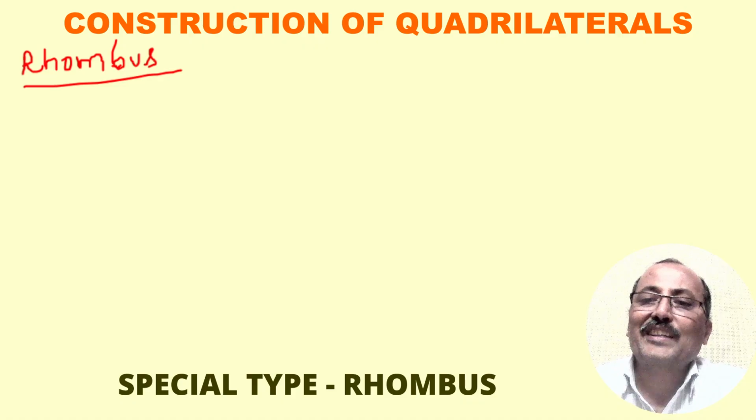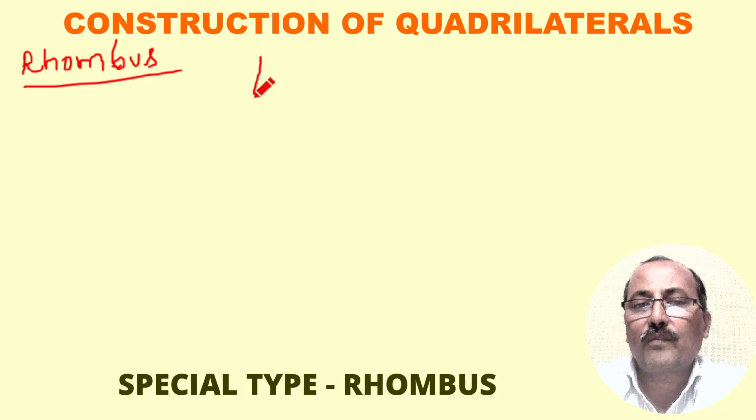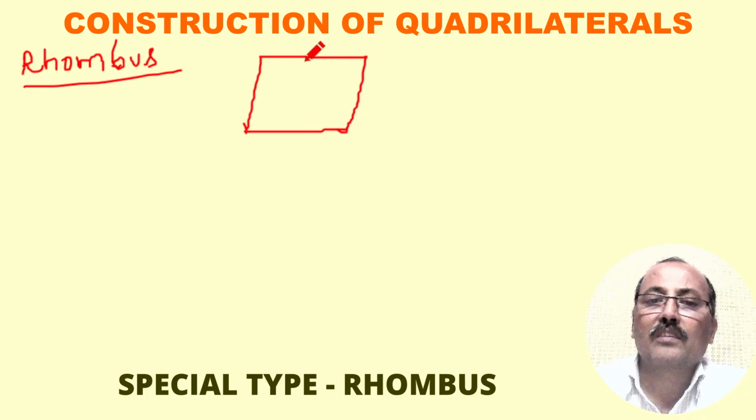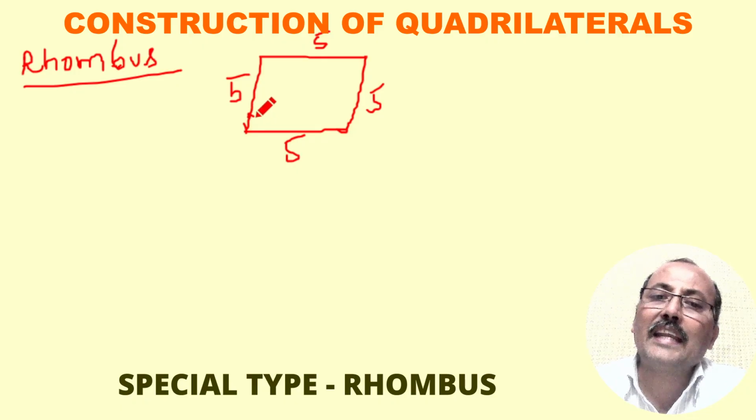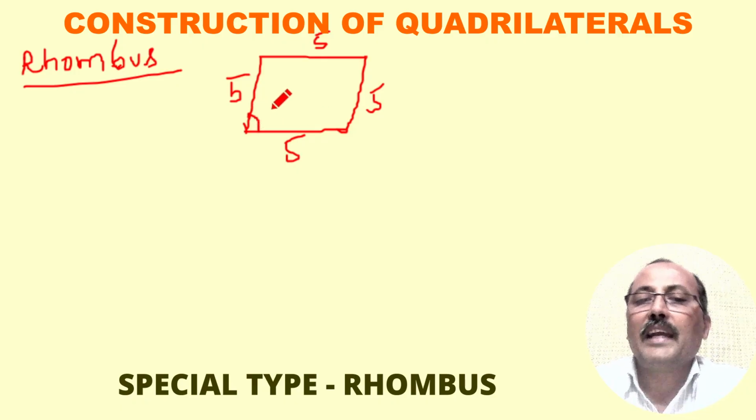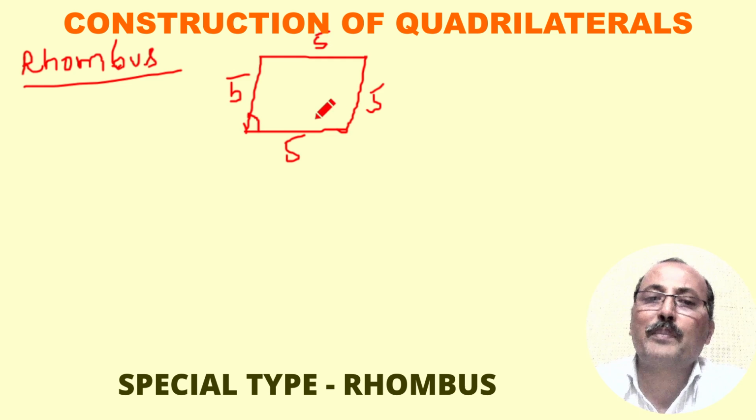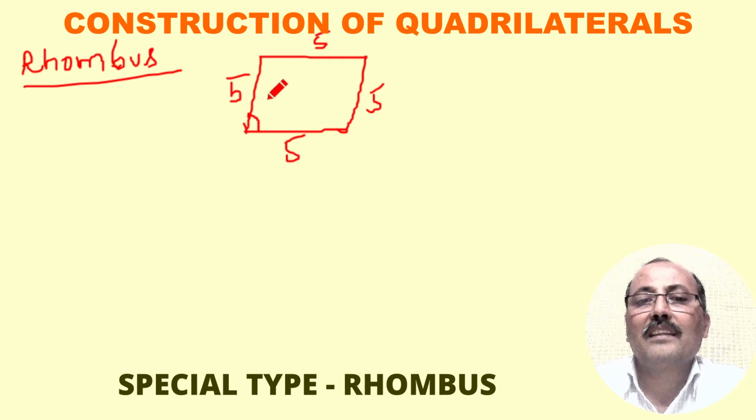Our next construction is rhombus. Let us construct a rhombus. What is a rhombus? It will have 4 equal sides. Let us draw a rough diagram. It will have 4 equal sides, 5 centimeter, 5 centimeter, 5 centimeter, 5 centimeter. What about the angle? Any angle can be given. One angle must be given. Any angle, the same 60 degree I will take here.